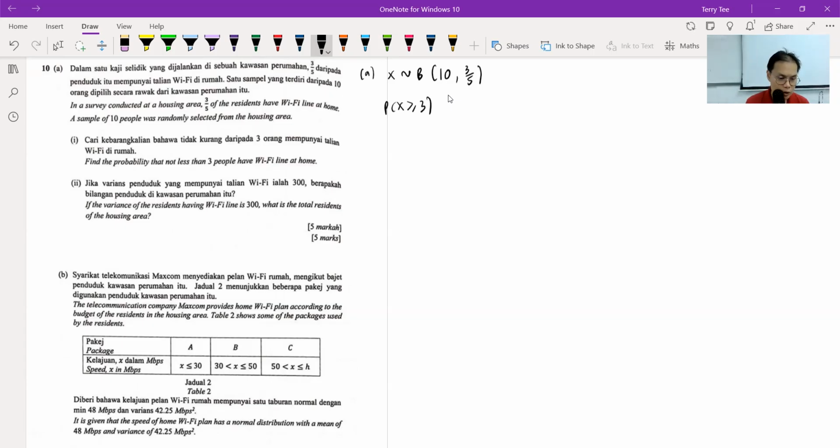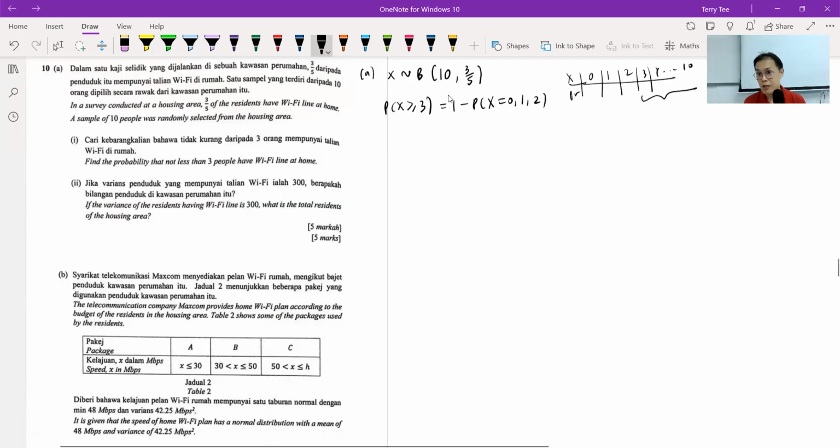Okay. So what we can do is to use 1 minus 0, 1, 2. Because, okay, let me put it on the table like this. This is your x. This is your probability. This is 0, 1, 2, 3, 4, until 10. So when we say not less than 3, that means you can have 3, 4, 5, 6, until 10. But if you calculate one by one, it's going to be crazy. Right? We know the sum of probability is 1. By using 1 minus the probability of 0, 1, 2, I can find the rest of this.